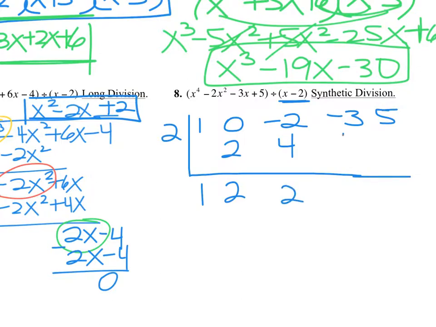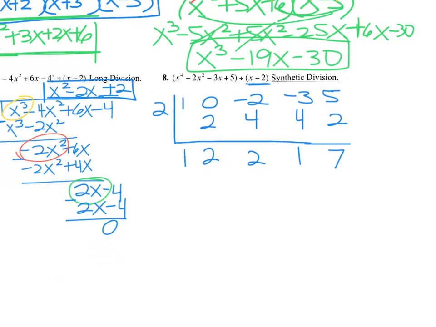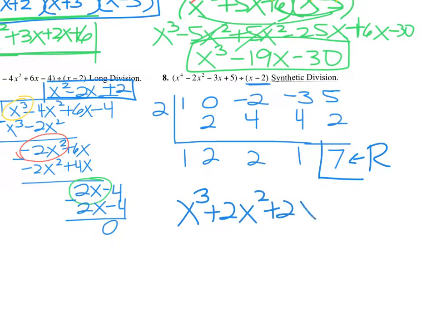2 times 2 is 4. Negative 3 plus 4 is 1. 1 times 2 is 2. You add 5 and 2 to get 7. Now, don't leave your answer like that. I need a real answer here. This last number is the remainder. The numbers next to it are the constant, the linear, the quadratic, and the cubic terms. So we get 1x cubed, which is x cubed, plus 2x squared, plus 2x, plus 1, remainder 7.